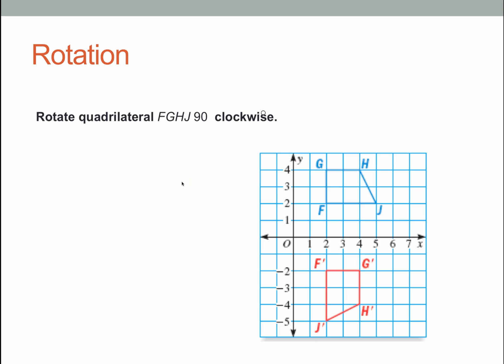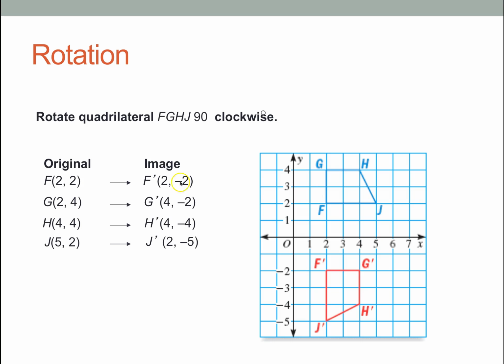All right, so let's talk about rotation. So we rotate the quadrilateral FGH 90 degrees clockwise. Oh, my degree sign got moved, so that should say 90 degrees. So let's see how that looks. So the original coordinates I've captured here. So you can see F is 2, 2, G is 2, 4, etc. The image coordinates are captured here.